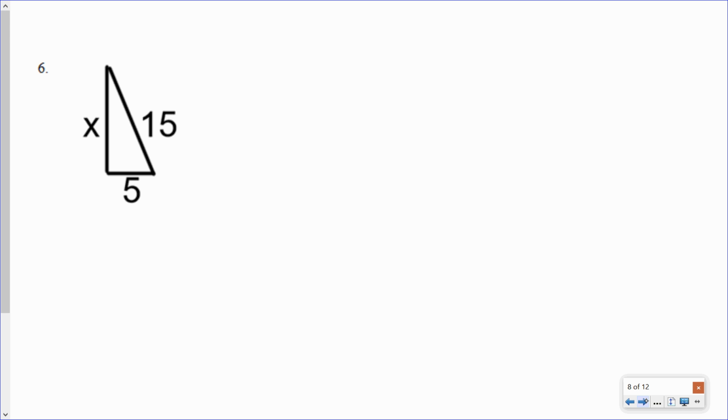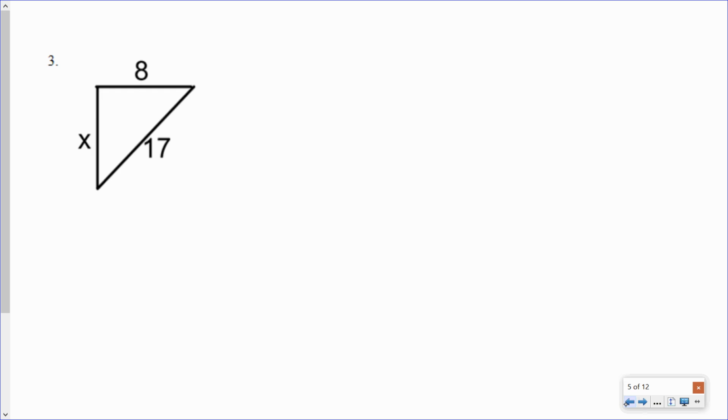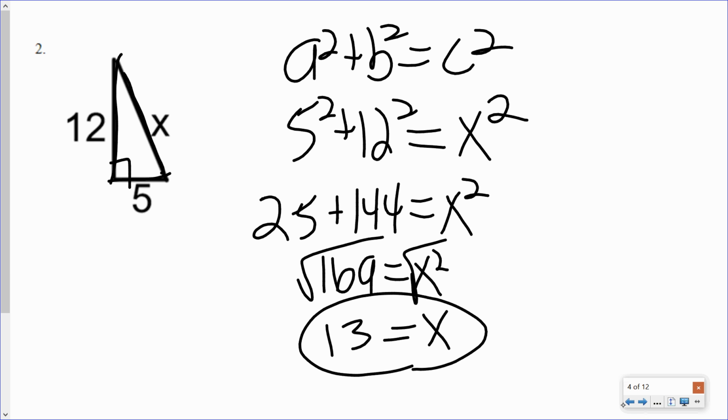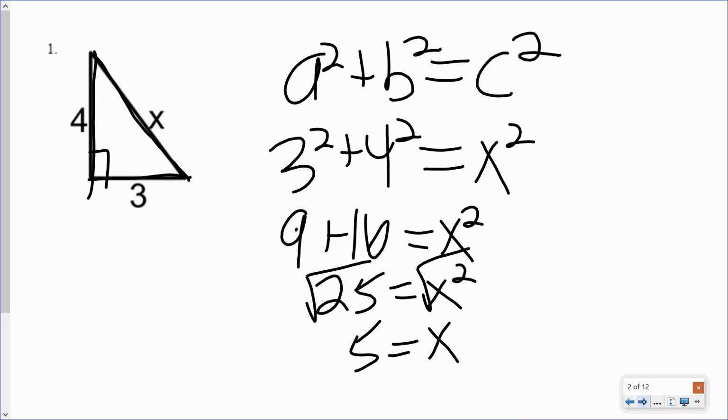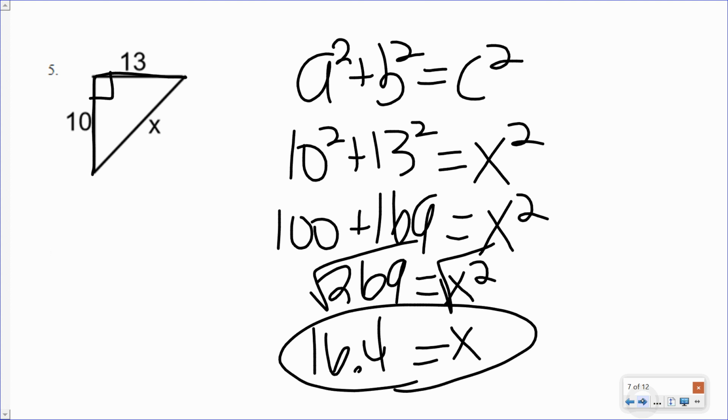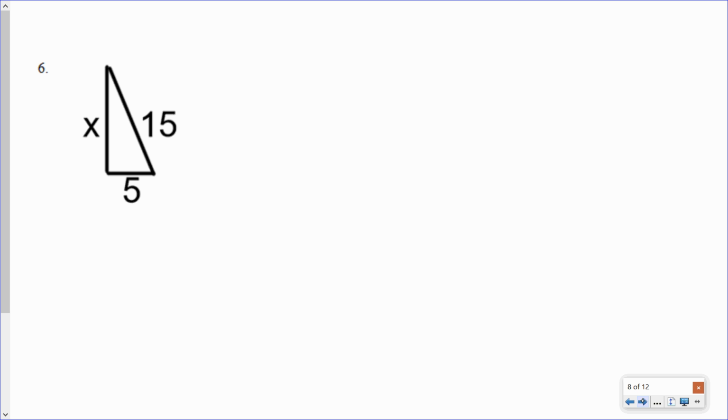I want you to try number 6 on your own right now. Just a little hint for number 6. It's going to be more like this example, where if you're finding one of the legs, you're going to end up subtracting instead of adding. And that's just following the rules of algebra. So just a little hint on that. I want you to try number 6 on your own right now. So please pause. And then when you're done, unpause.